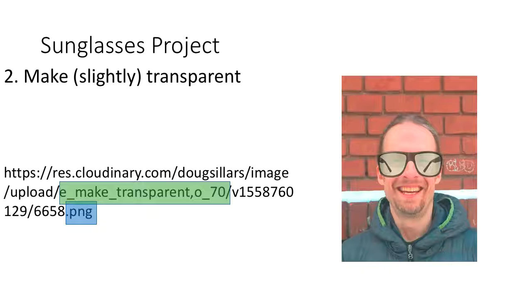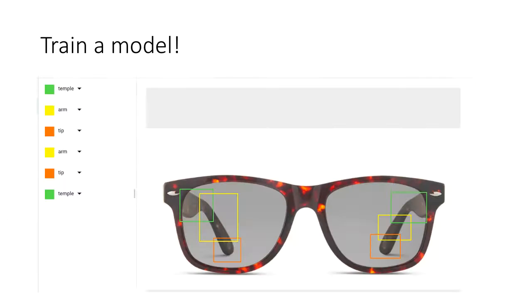The next thing I did is in Cloudinary, you can do fun stuff in the URL. So I'm making it transparent with only 70% opaqueness. That means my eyes peek through that image that I'm placing over my face. But we still have those arms. So we're going to go back and we're going to train a model, right? I took like 50 images of sunglasses and I trained it for the temple, for the arm, and for the tip.